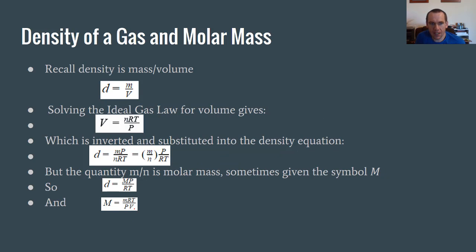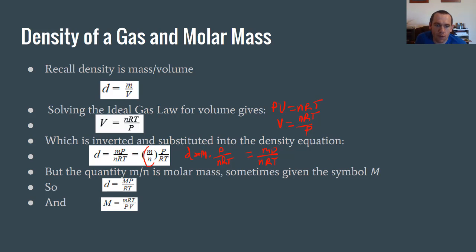So here's all of this. Now the algebra on here is fairly straightforward. Density is mass divided by volume. The ideal gas law, remember, is PV equals nRT, but if you solve that for volume, then volume is nRT divided by pressure. And then if we sub that into the density equation, density is mass divided by volume. Remember, divide is invert and multiply, so we have density equals mass times the inverse of this, pressure over nRT, which gets us MP divided by nRT.